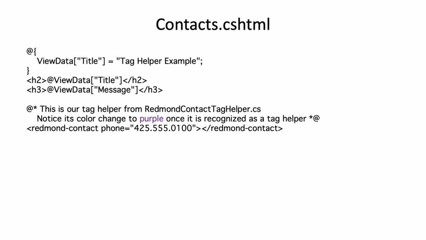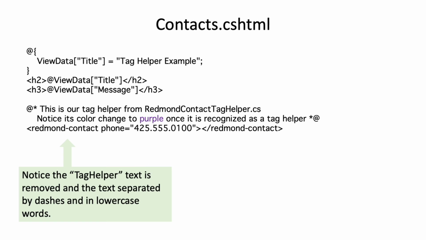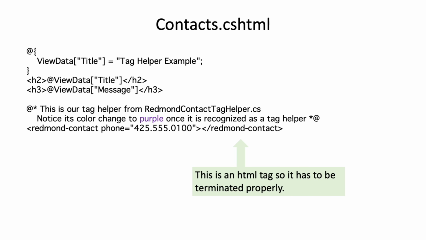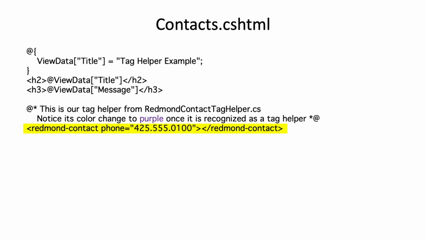This is our tag helper from the RedmondContactTagHelper.cs class. Notice its color changes to purple once it is recognized as a tag helper when you're editing it in Visual Studio. But there it is, redmond-contact space phone, and there's our phone number. Notice the tag helper text is separated by dashes and lowercase. The phone property is accessed by a lowercase parameter in the tag helper call. This is an HTML tag, so it has to be terminated properly, but that's all done when you edit your HTML. And there we have highlighted in yellow what your call is. Again, it's very simple.